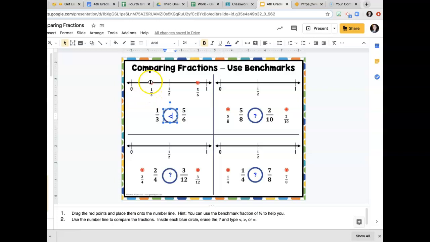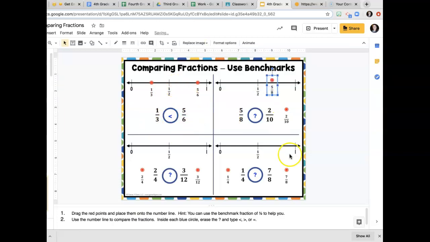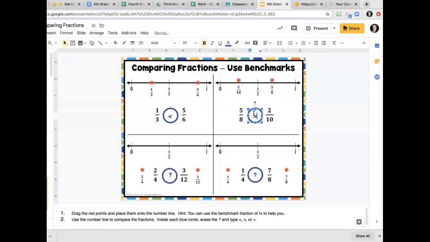So I drag the little points up to the number line. I'm not really looking to see if you get them in the exact right spot, just a general correct idea. This is the more important part right here. So 5/8 is more than a half. Did you see how I didn't even really try to get it really close? I just made sure it was more than a half. 2/10 is less than a half. So 5/8 is greater. Okay, moving on.